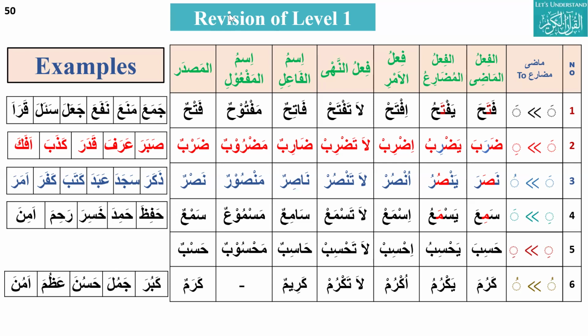So the first thing is level one. There are six chapters. First, we should have the summary of those six chapters and those patterns at our fingertips. For example, if I ask someone, I would go with Brother Ahmed.